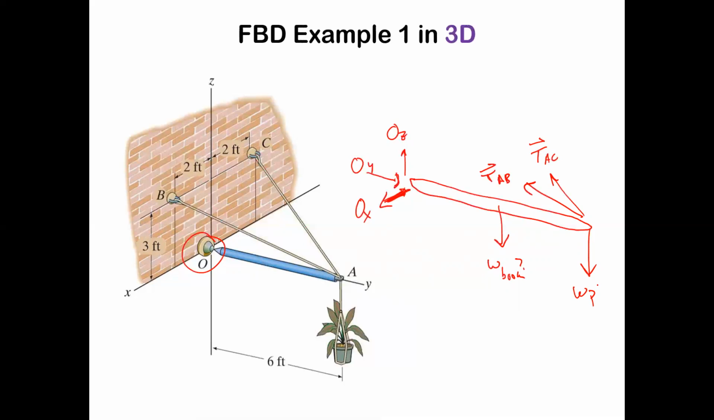So if we're given the weight of the boom and the weight of the pot, there's only 5 unknowns. We can solve this with the 6 equations of equilibrium. We only need to write 5 equations and solve it.